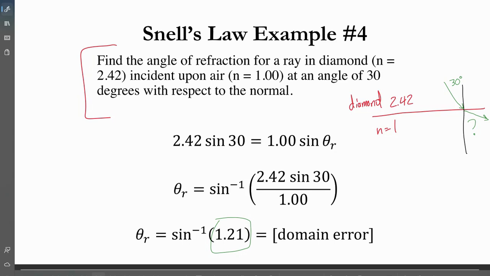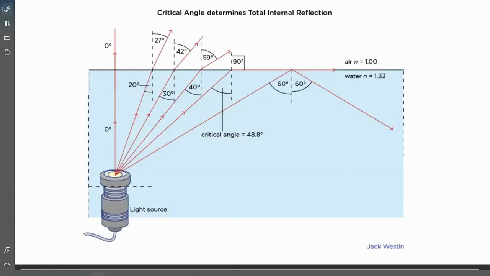Sine can only be between 0 and 1. So if we're having to take the inverse sine of something that's greater than 1, your calculator would spit out domain error. What domain error means is that this would actually go backwards. You'd get an angle greater than 90 degrees, which doesn't really happen. So that doesn't truly happen. What does happen is this thing called total internal reflection.